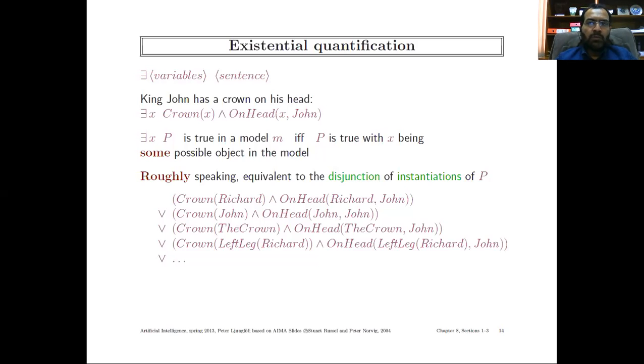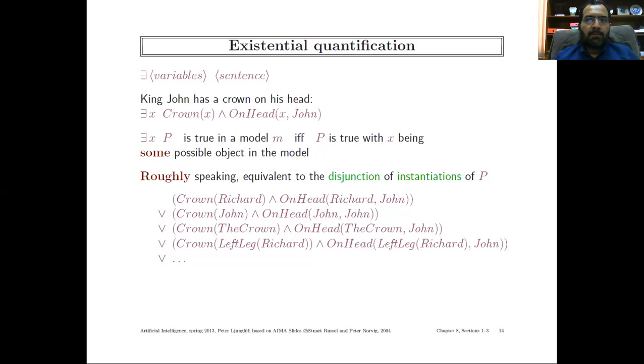So here we have used the existential quantifier, and instead of using an implication, we have used and. Normally whenever we are using the existential quantifier and we are making a conclusion, there you will use the and operator, not the implication. But with for all, you use implication. In other words, there exists x, P is true in a given model M if and only if P is true with x being some possible object in the model.